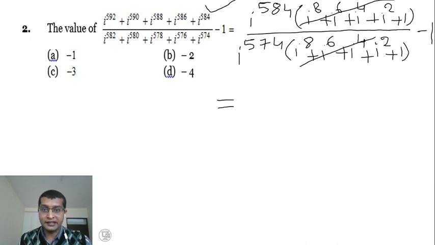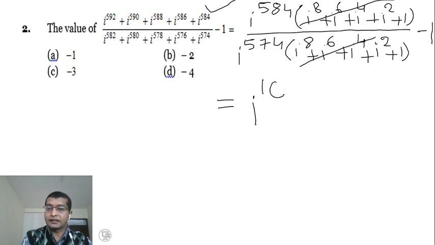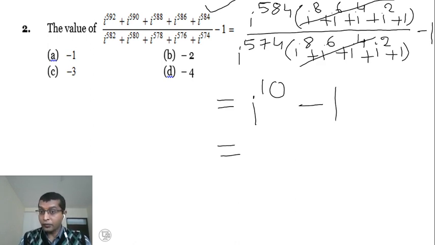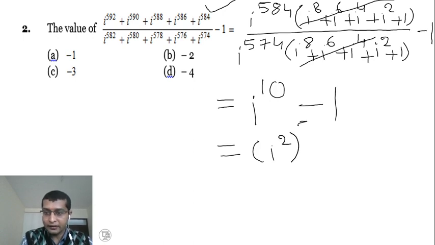Use the laws of indices, that is a^m divided by a^n is a^(m minus n). So we get i^(584 minus 574), we get i^10, and this minus 1 we write as it is. Then see, all of you know how to solve this i^10. So we take i^2 raised to 5, so 2 fives are 10, minus 1.